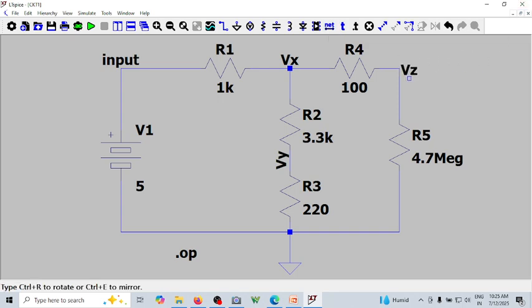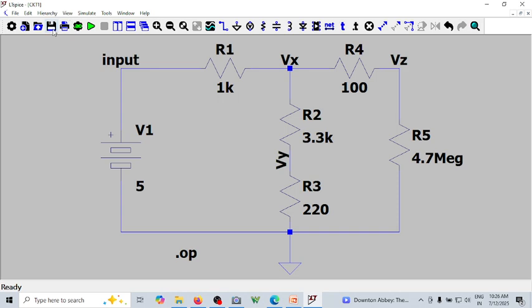So now I was having a confusion about where this N001, N002, all those things are. Now that is totally eliminated. Now this node is the input node, this node is the Vx node, this is the Y node, this is the Z node. Where is R1 connected? Between input and X node. Where is R2 connected? Between X node and Y node. Where is R3 connected? Between Y and ground node. Where is R4 connected? Between X and Z. Where is R5 connected? Between Z and ground node. That you can see here.